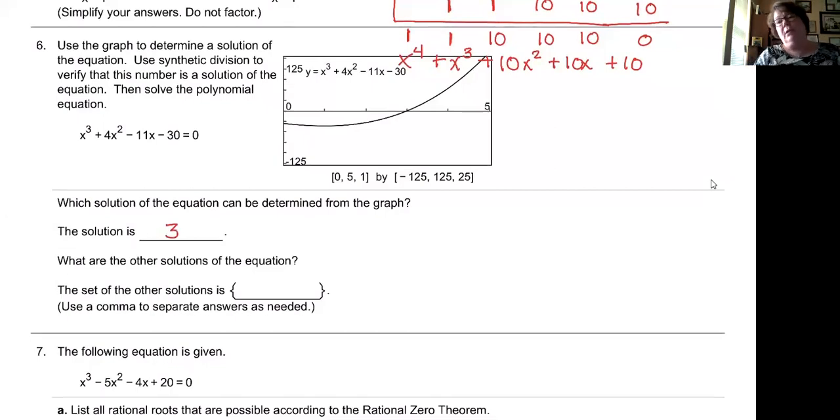So you should be able to get the first part of this question correct by just looking at the graph. Now, this polynomial is going to have a couple of more zeros. So how do I determine what those zeros are? Well, I'm going to use synthetic division. I'm going to divide this polynomial by 3.